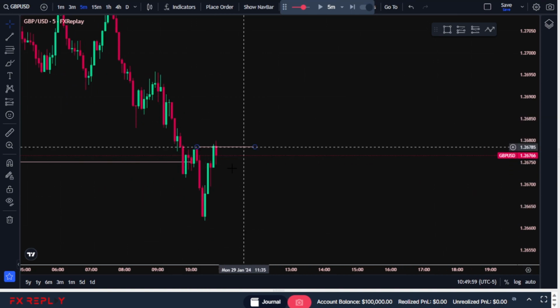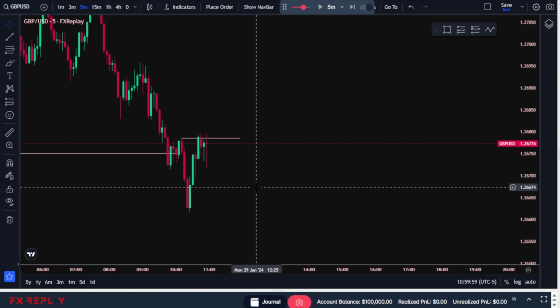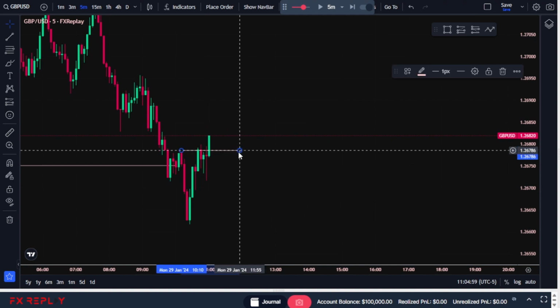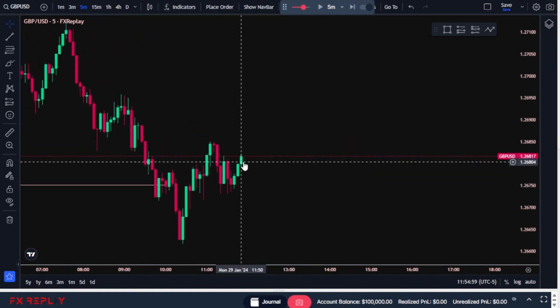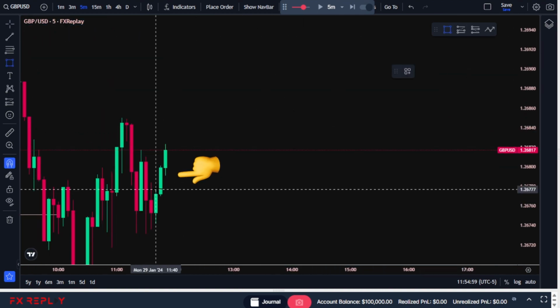Here we go, price created a market structure shift, and now we will be waiting for a fair value gap to be formed, so we can take our trade and make some money. A fair value gap is formed. This is where we will be taking our entry.